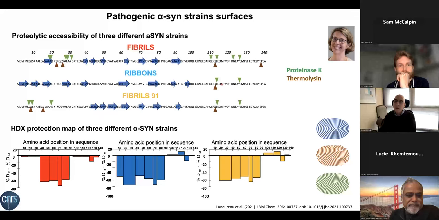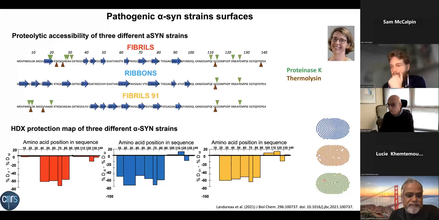And you can see here that the proteases have no access at all to the first 100 amino acids of the polymorph fibrils. And she also did hydrogen deuterium exchange and molecular painting to show that there are regions within the alpha-synuclein that are completely hidden from hydrogen deuterium exchange or modifiers of lysine residues. And we consider that these patterns are like fingerprints for every single polymorph we generated.